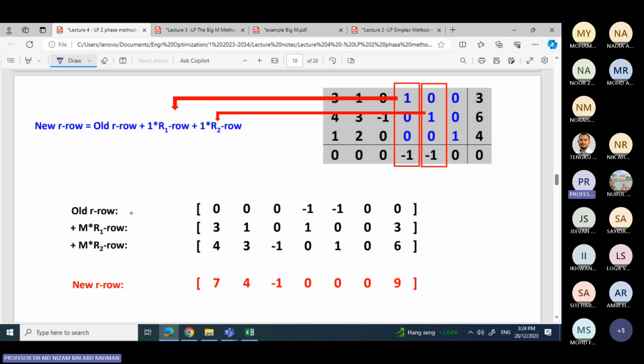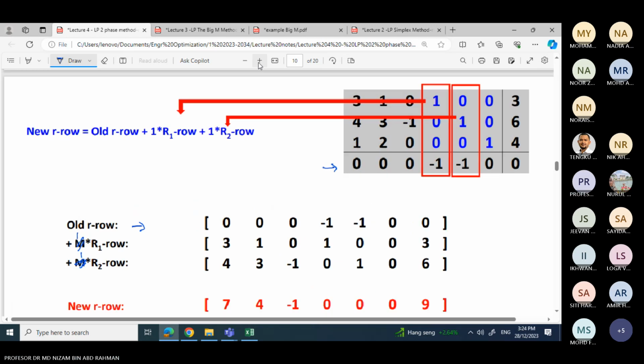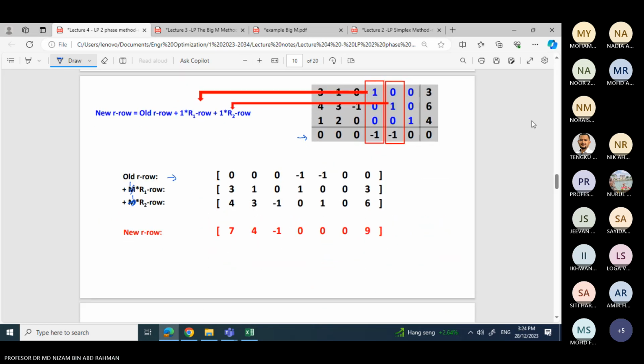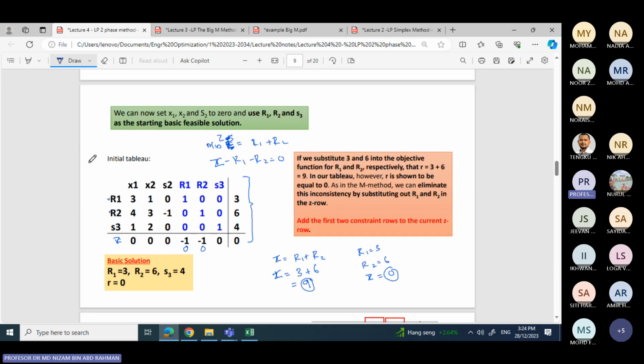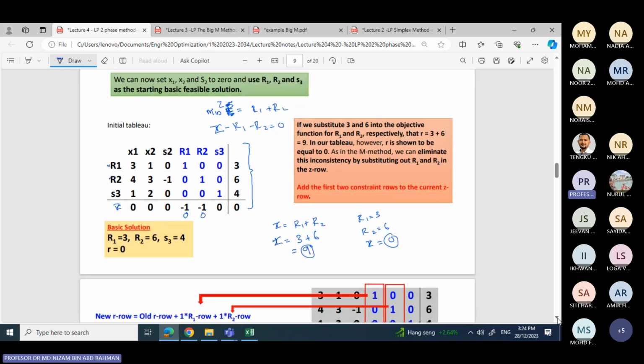So again, the old R row is 0, 0, 1, minus 1, minus 1, 0, 0, shown in here. This is the old row. And so rather than M in here, this is supposed to be 1, because we want to zero it out. So 1 times R1 row. So this is R1 row, this is R2 row: 3, 1, 0, 1, 0, 0, and 4, 3, minus 1, 0, 1, 0. So we just copy it, right?